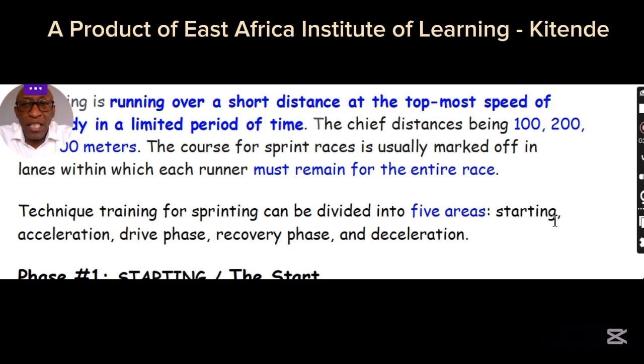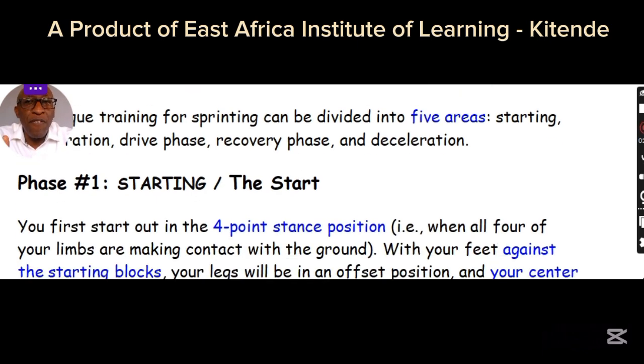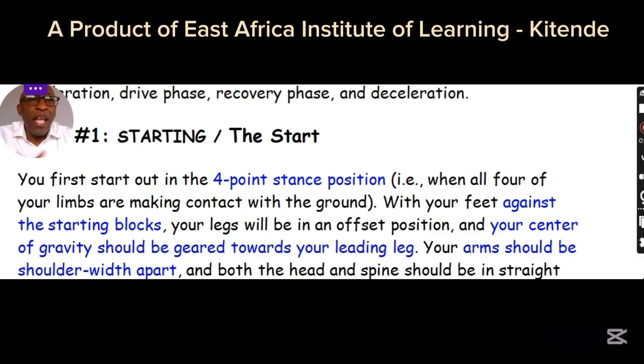1 is starting, 2 is acceleration, 3 is the drive phase, 4 is the recovery, and 5 is the deceleration. Let's start with the first one, the start. Now, when a runner is starting a sprint, you go into what we call a 4-point stand position. What this means is all 4 limbs, the 2 arms and the 2 legs, are in contact with the ground.